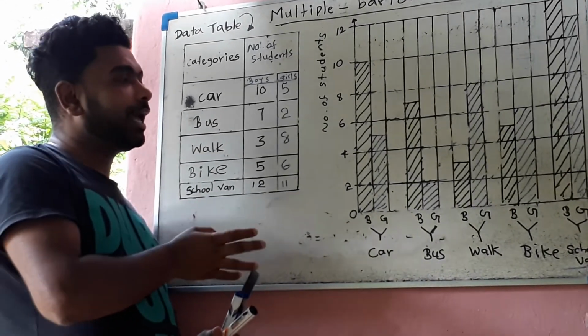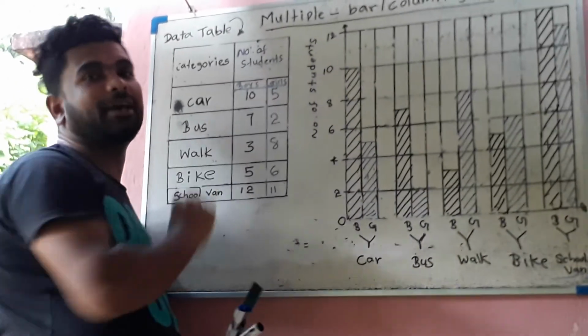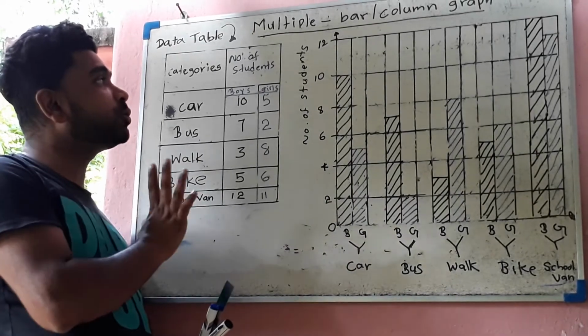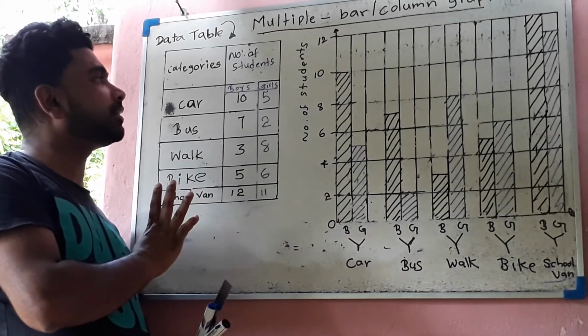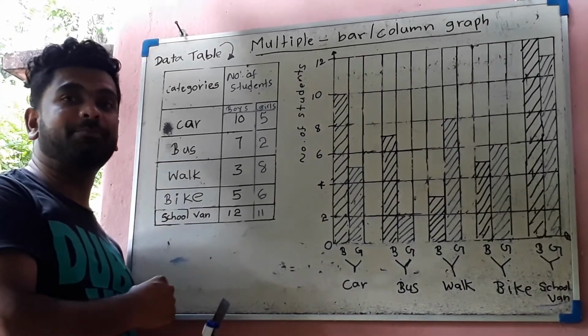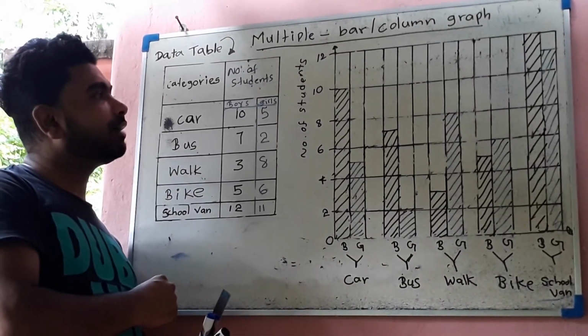Remember, children, if there are three subcategories, three bars will come. So you can easily understand. If we use subcategories for the main category, we can draw a multiple bar graph or multiple column graph.